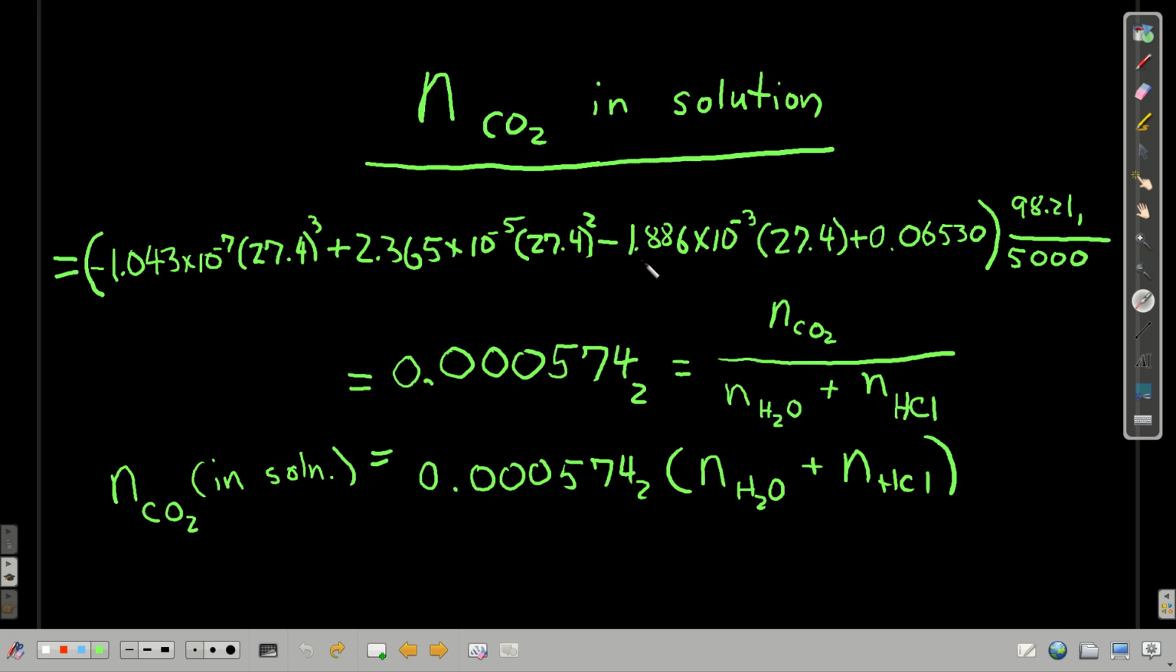Next, I'm going to find how many moles of carbon dioxide would have been in the solution. This is the equation that I gave you. In here, it had T, the temperature. My temperature that I made up was 27.4, so I took negative 1.043 times 10 to the minus 7th times 27.4 cubed, and then 27.4 squared, 27.4. And this right here is what we calculated on the previous screen, the partial pressure of carbon dioxide above our solution in kilopascals, and then you divide by 5,000. Take that as an exact number. I got 0.000572. That is the mole fraction of carbon dioxide in my solution, with the numbers that I made up.